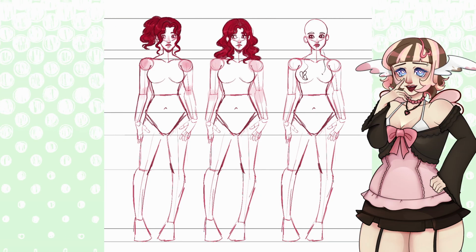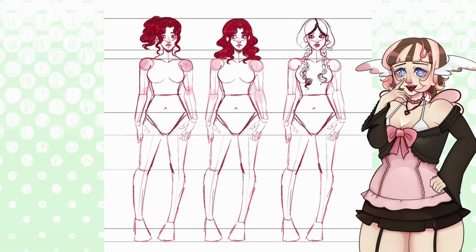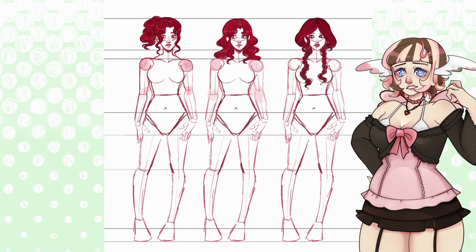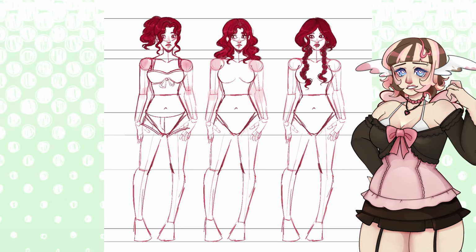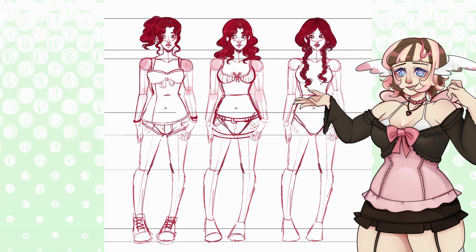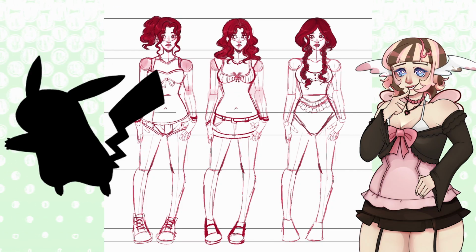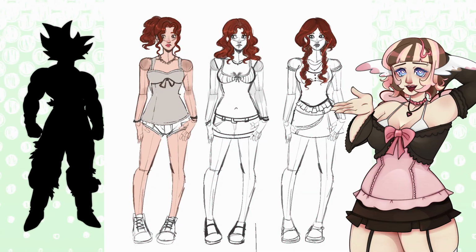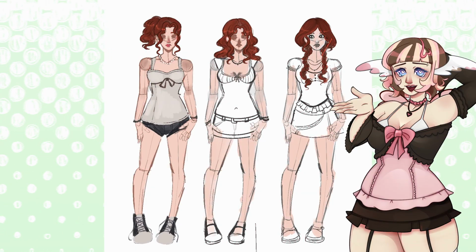Something I feel like a lot of artists overlook, myself included, is how much character silhouettes can help you make them instantly recognizable, but also enhance your creative process. Sometimes, just the shape of your characters can tell you exactly who they are. For example, if I show you a shadow of Pikachu, you'd know right away who it is. The same can go for characters like Sonic or Goku. Their outlines alone are enough to give them away.